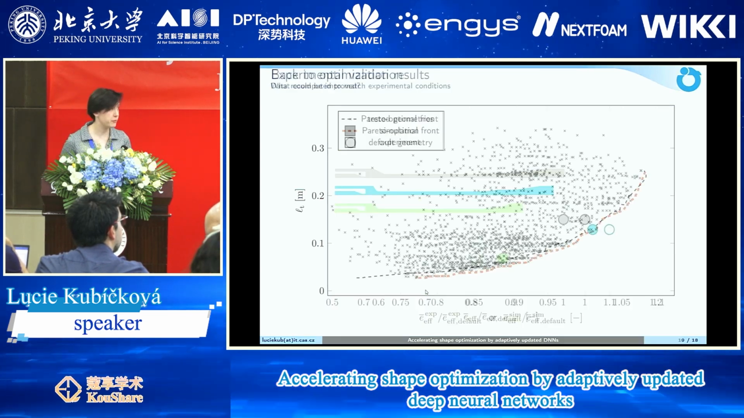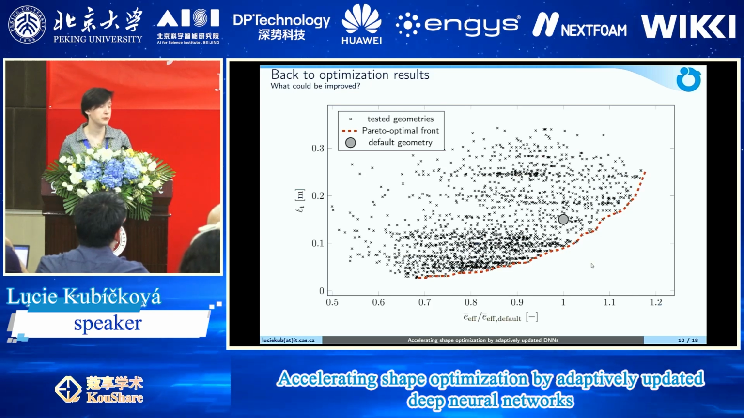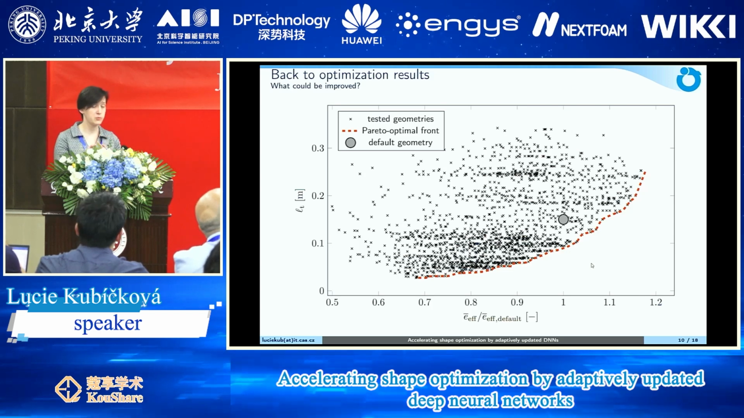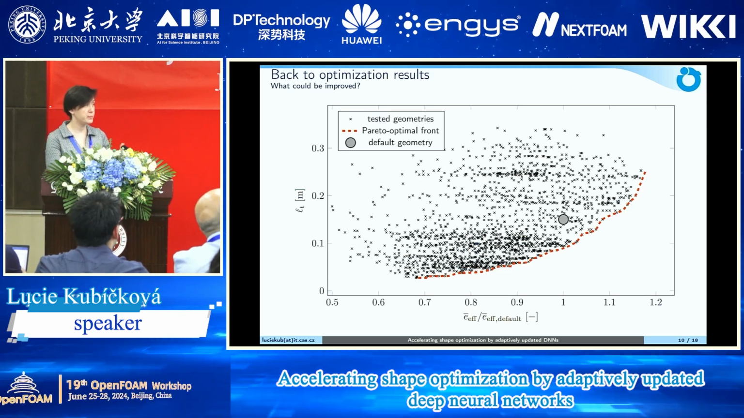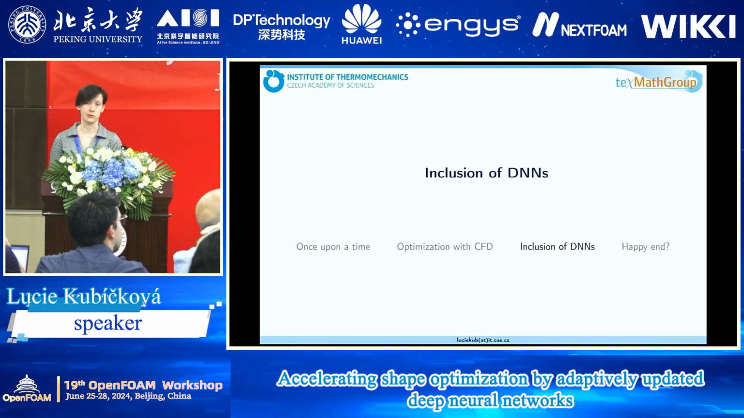But as I said before, there's a problem with this part of the Pareto front. It is really sparse. There are big gaps. And if we would like to fill in this part, the CFD optimization would need weeks and weeks or months to run. So we would like to speed this up with neural networks. And that's the main reason why we included them.